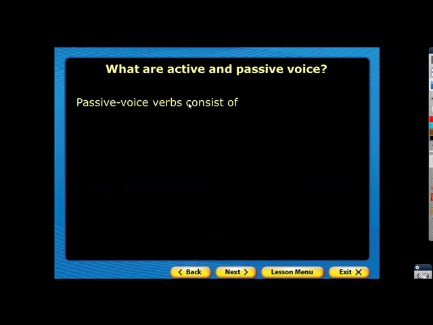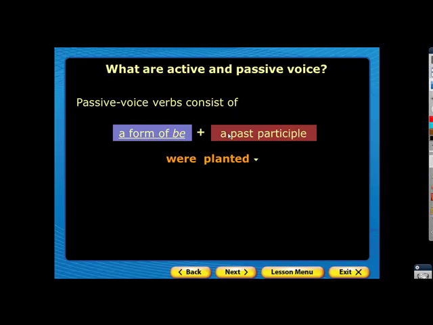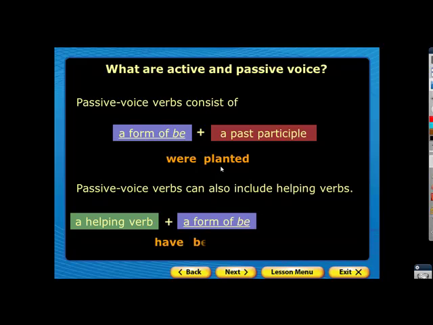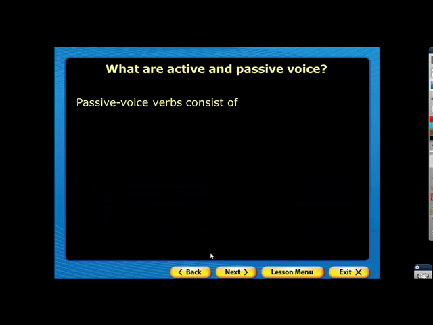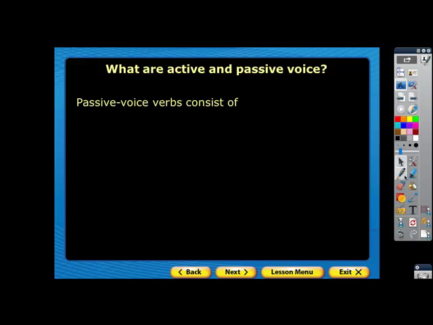Let's move forward. The passive voice verb consists of verb to be and the past participle of the main verb. Like, I planted a tree, or the trees. The trees were planted by me. Or we can use helping verbs. Like, I have planted trees. Here, trees have been planted by me. I don't get it. Do you need extra explanation? Yes, let's move forward. Now I'm preparing my table.